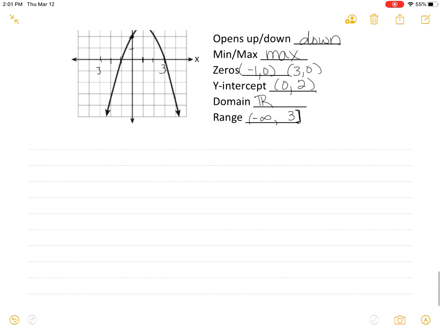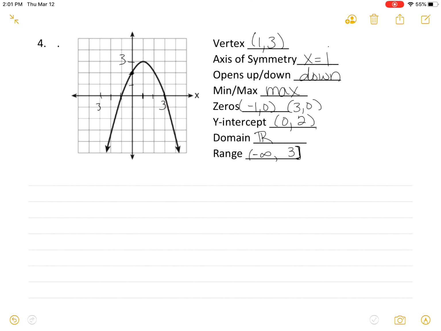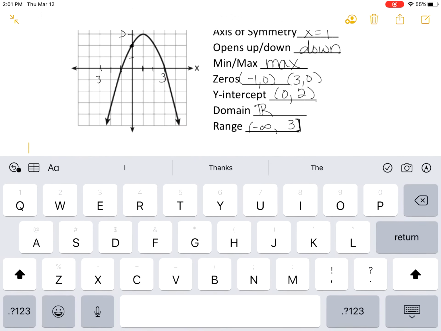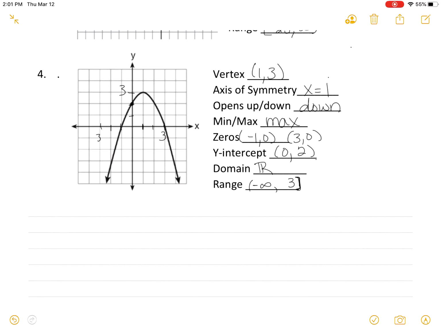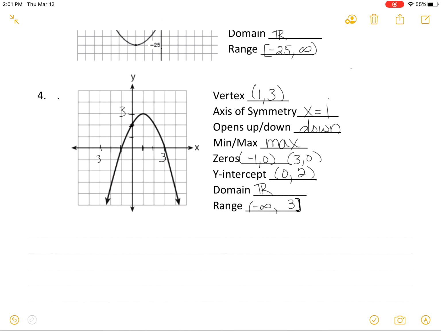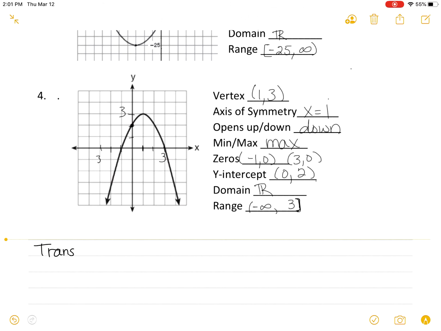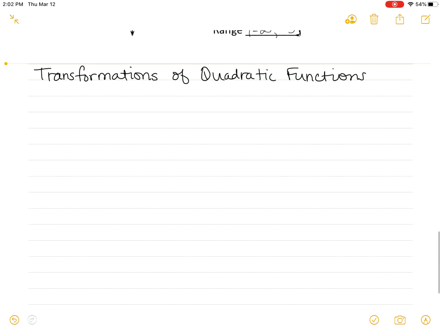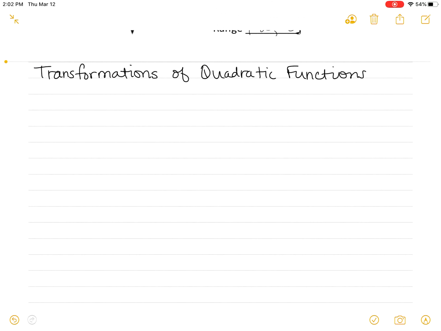Right, so those are your key characteristics. We've talked about transformations before. I just want to quickly review with you those transformation things and how those apply to quadratics. Okay, so transformations. All right, so the first thing that we're going to review is what happens when we change the a value.